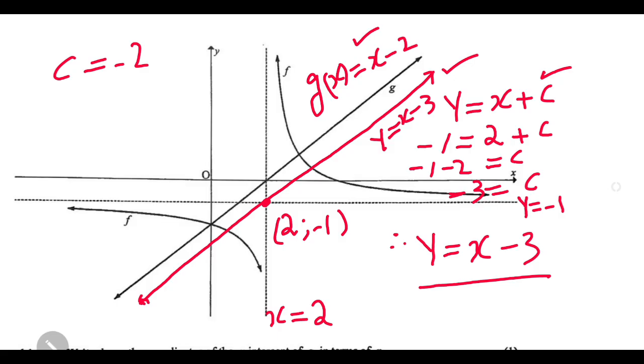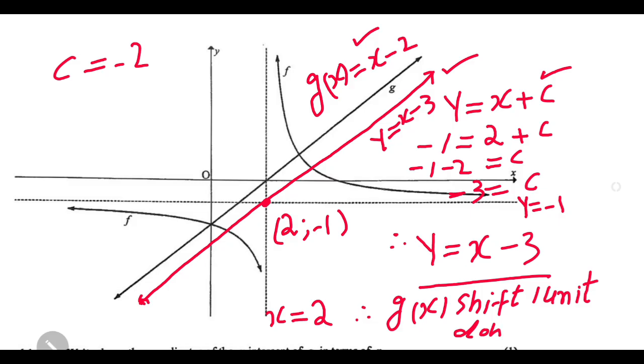So you're gonna write the statement. So you're gonna say therefore, G of x shift 1 unit downwards. So this is my final answer.